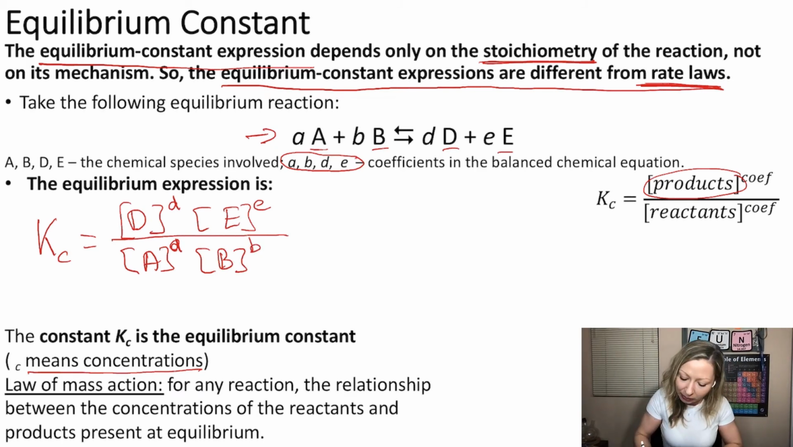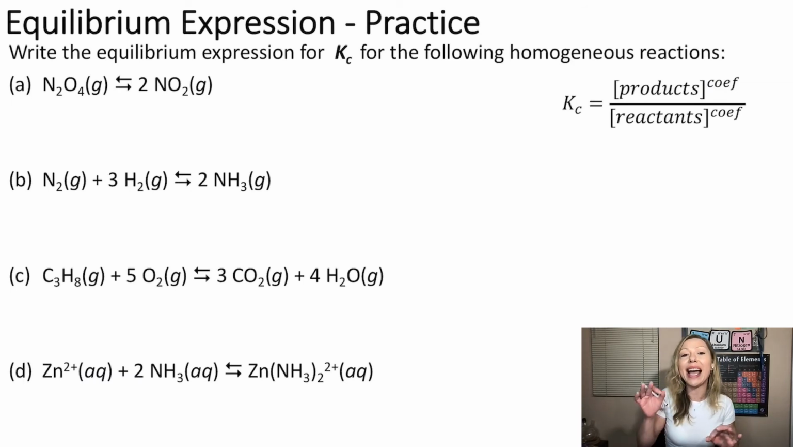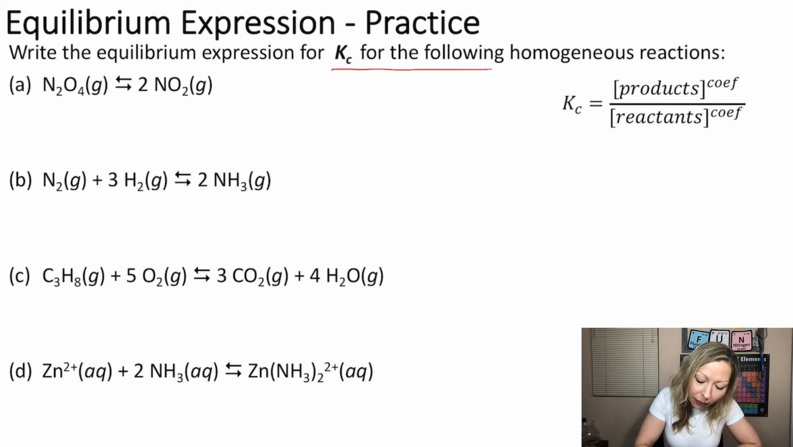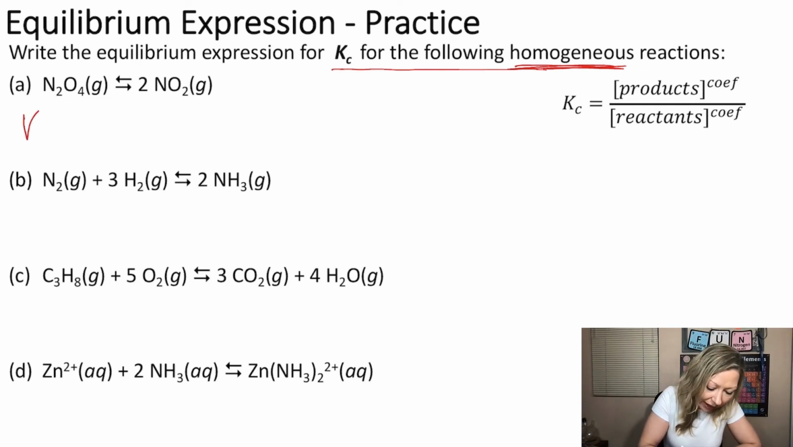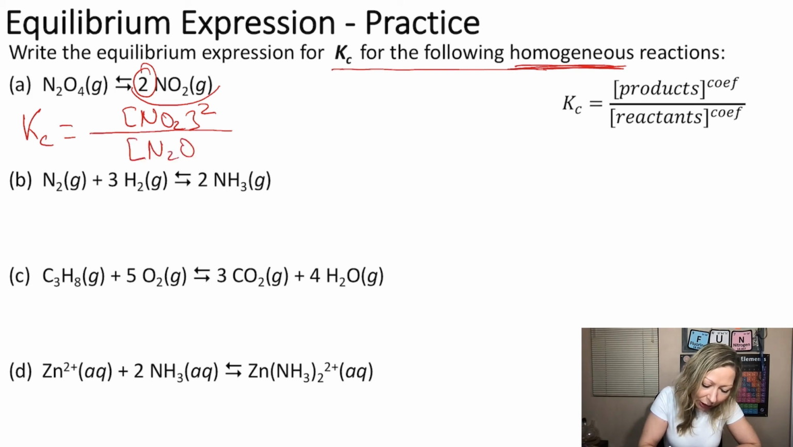Let's take a look at some sample questions. So let's write the equilibrium expression for Kc for the following homogeneous reactions. It's really important that the reactions are homogeneous, because we are going to have slightly different rules for heterogeneous reactions. But now all the reactants and the products in each reaction are in the same phase. So let's take a look at the first one. K sub C equals the product first, so NO2 to the exponent of 2, this is the coefficient from the equation, divided by the concentration of N2O4.